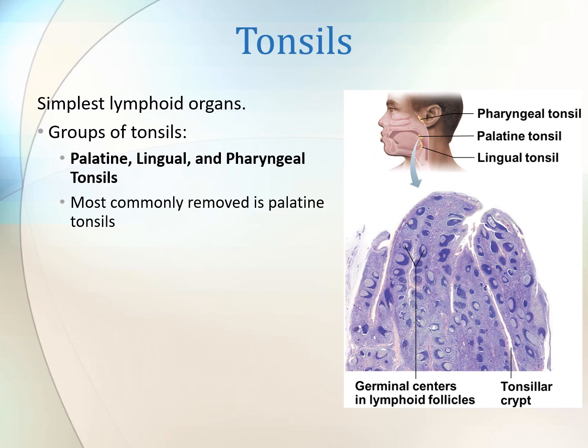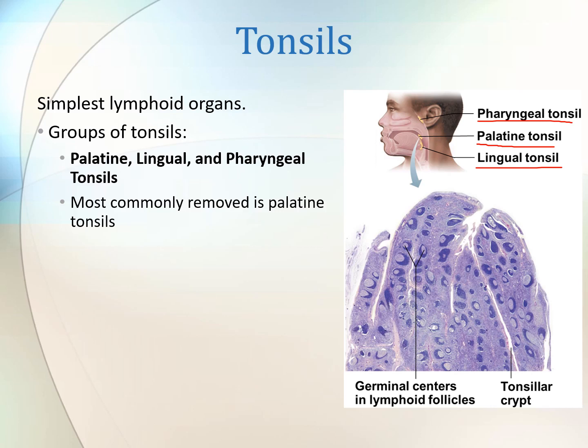And then we have pharyngeal tonsils, which are up in the pharynx, kind of in the back of the nasal cavity. Okay, so here are our three in the picture on the right. Pharyngeal tonsil up in that nasal cavity, palatine, so kind of near the uvula, and then the lingual tonsil.